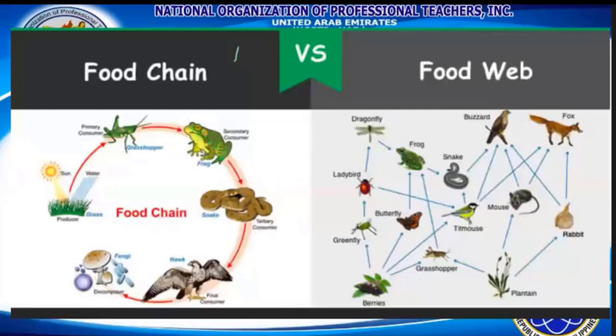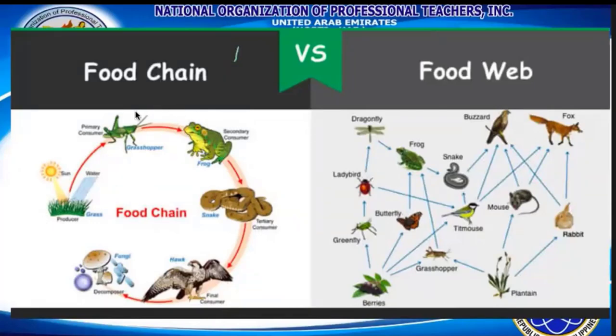Okay? Now, there are two kinds of feeding connections, or when I say feeding connection kasi ito yung food transfer. Kinain ni ganito si ganito, pero ito naman kinain ni ganito. So, naita-transfer yung energy. So, when we say food chain, isa lang siya. Start siya sa producer. Always nag-i-start sa producer, plants, primary consumer, yung unang kumain. So, dito, nakuha ni grasshopper yung karamihan ng energy from the producer.